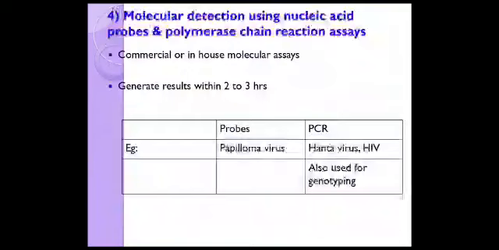The last method is the molecular detection, where for example you can do it for papilloma virus or hantavirus, HIV virus, etc. And you can either buy the probes and then do it, or you can have in-house molecular assays, wherein the time for you to give the report is around 2 to 3 hours.